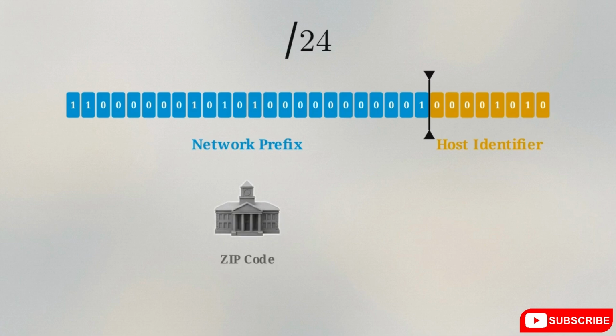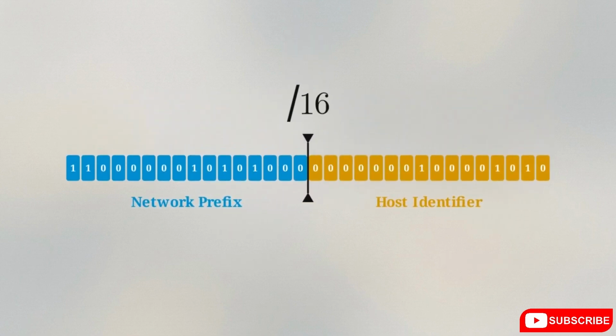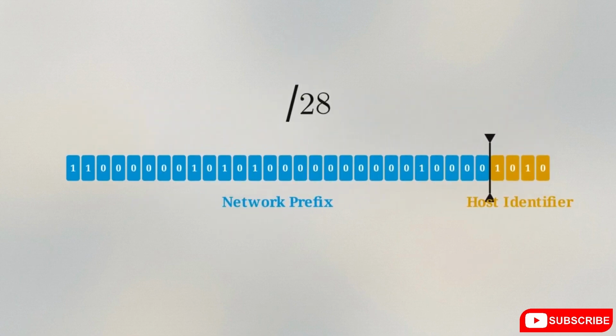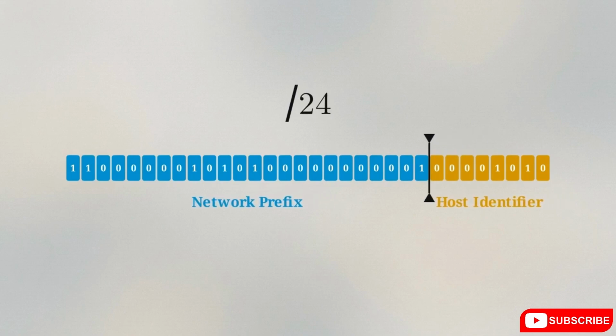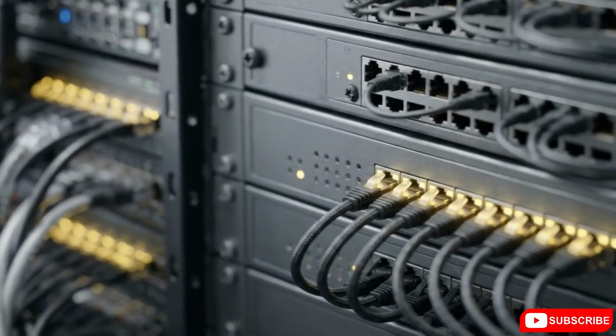This functions like the postal system. Routers read the blue network portion like a zip code to deliver data to the correct general neighborhood on campus. Once the data arrives, the local switch reads the amber host portion like a specific house number to find the exact machine. CIDR notation allows network engineers to slide the boundary between the network prefix and the host identifier. They can size a network to fit their exact needs, preventing the waste of thousands of unused addresses.